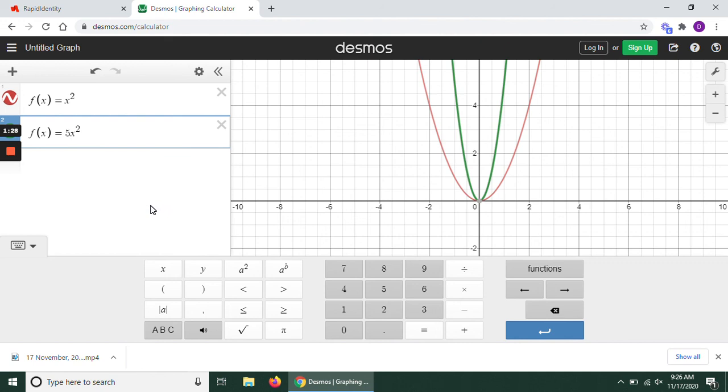Alright. So let me clarify. The red graph was stretched vertically to give me the green graph. Okay? I hope you're paying attention. Here is what I really want you to pay attention to. I am going to apply a negative sign to the number 5. Okay?